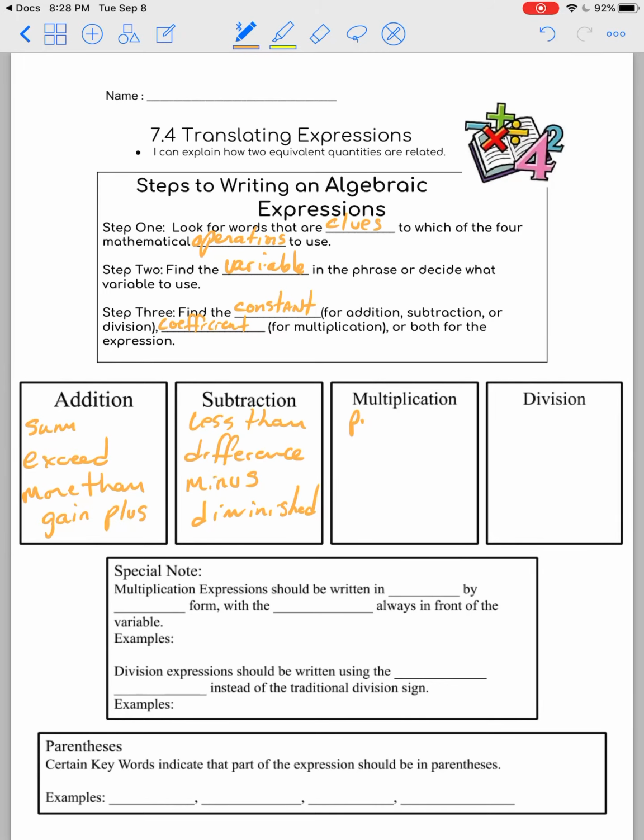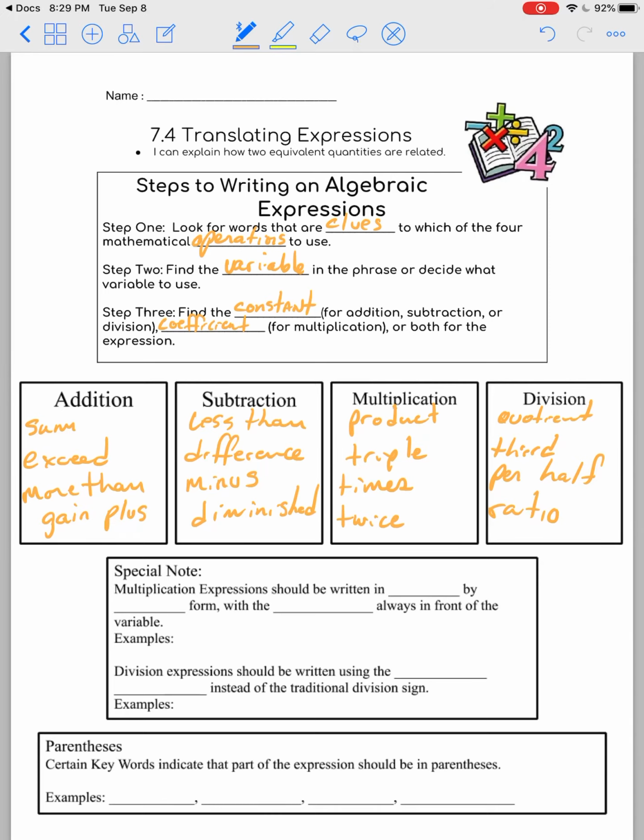Multiplication could be product, to triple something, times, twice, multiplied by is another one. And then division is quotient, a third of something, to divide it. What's a third of a cake? Per, half, ratio. And again, many, many, many more.